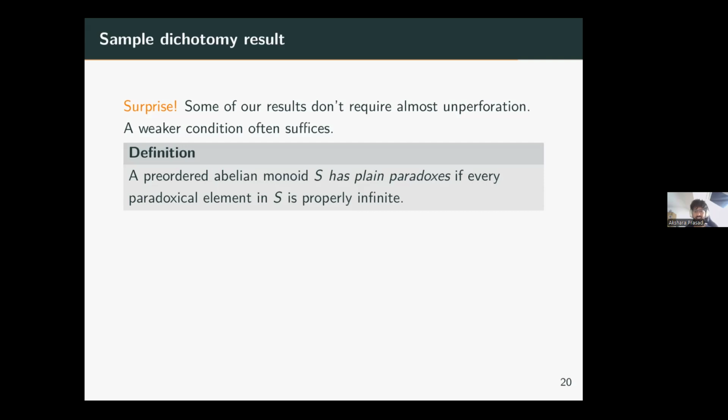A monoid S is said to have plain paradoxes if every paradoxical element in S is properly infinite. A paradoxical element was defined as: x is paradoxical if there exists some natural number n such that n plus 1 copies of it can still be arranged to be below n copies of it. Properly infinite means 2 copies of x is under 1 copy of x. So if this is the same for every paradoxical element, then we say that the monoid has plain paradoxes, and almost unperforation directly implies this.